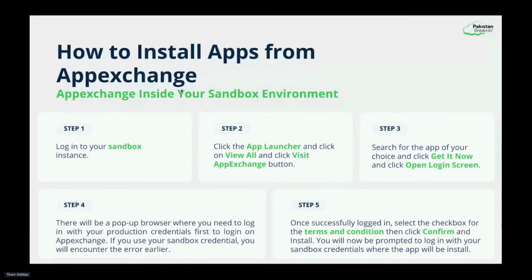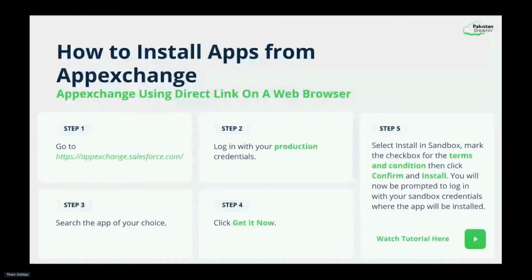Okay, moving on. As I just mentioned, you can use App Exchange directly in your browser. Just go to appexchange.salesforce.com, log in with your production credentials, search for your app and click on Get It Now. The same thing will appear: the terms and conditions you need to confirm, and then install. It will ask you which sandbox you want to install it in, or whether you want to install it in production, so it's up to you. I've also added the tutorial for it in my slides.